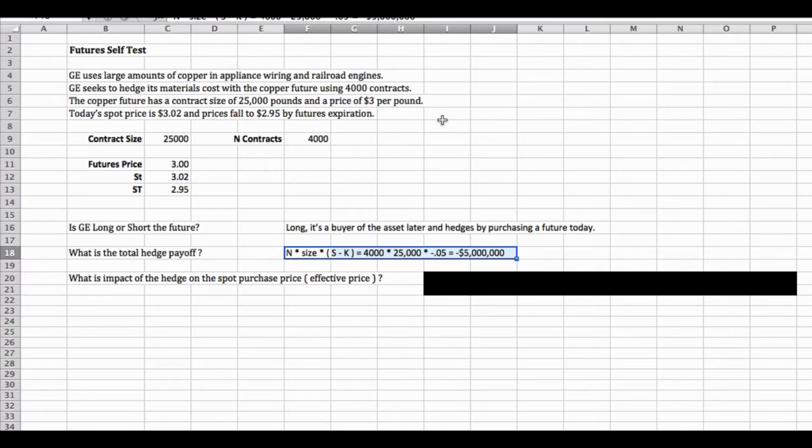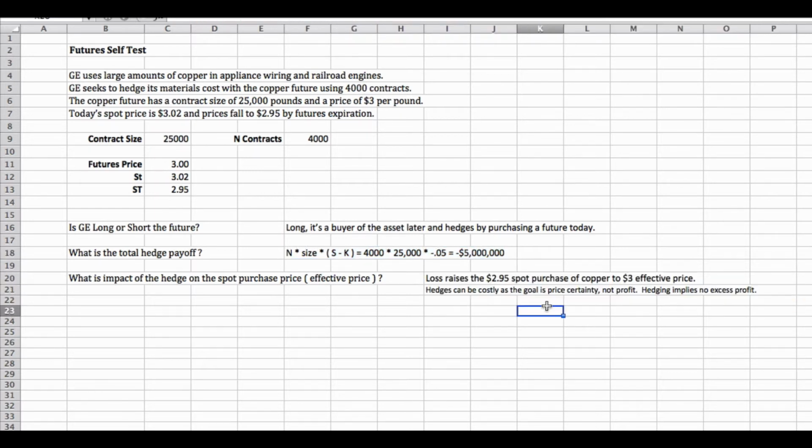What about the impact of this hedge on the effective price? Well, the effective price, if you recall our earlier examples, is the $3 that we locked in with the future. And how did we get to that? We did that by buying at 2.95 spot. However, we lost money on the hedge. We lost 5 cents, raising our overall price of purchasing copper, both in the product market as well as in the derivative hedge market. Our overall price is $2.95 plus 5 cents, or $3, which is what we locked in with the future.